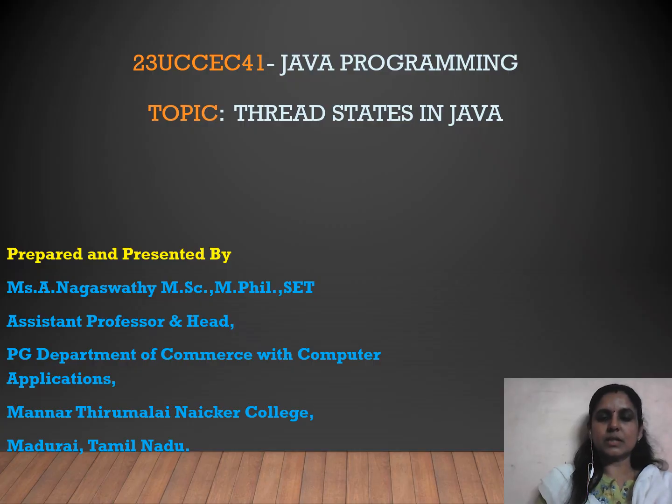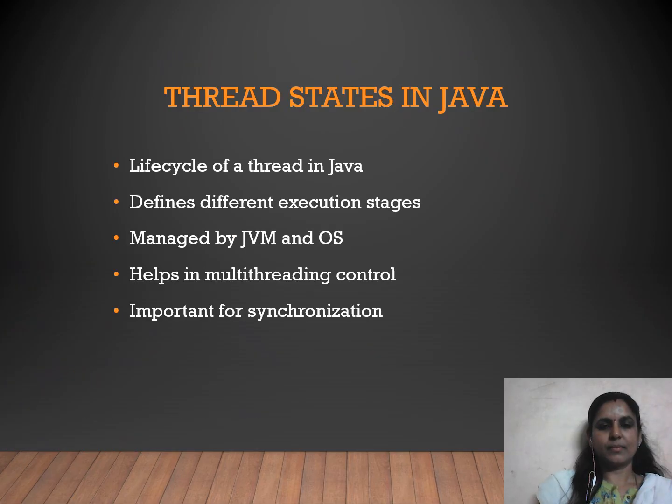Today we are going to see the topic of thread states in Java programming course. We are going to see thread states in Java. The first one is the life cycle of a thread in Java. Next, we are going to see what the different execution stages in Java are and how they are managed by the Java Virtual Machine and the operating system. It also helps in multi-threading control. The last one is the importance of synchronization.